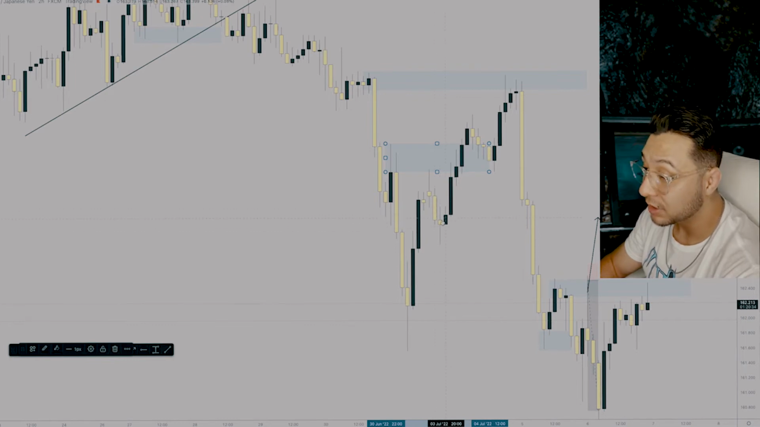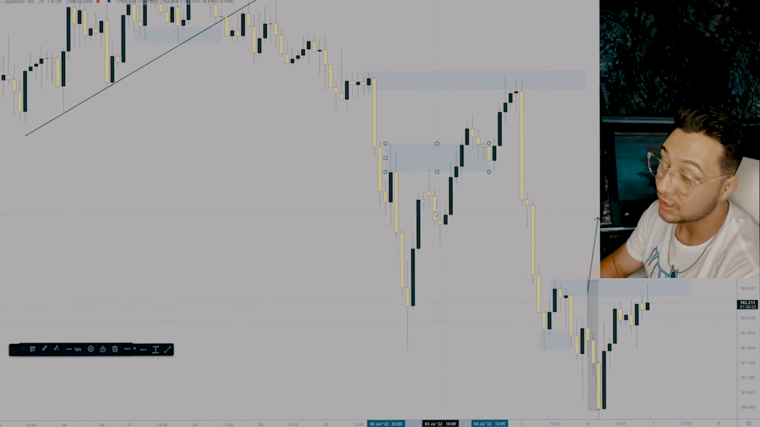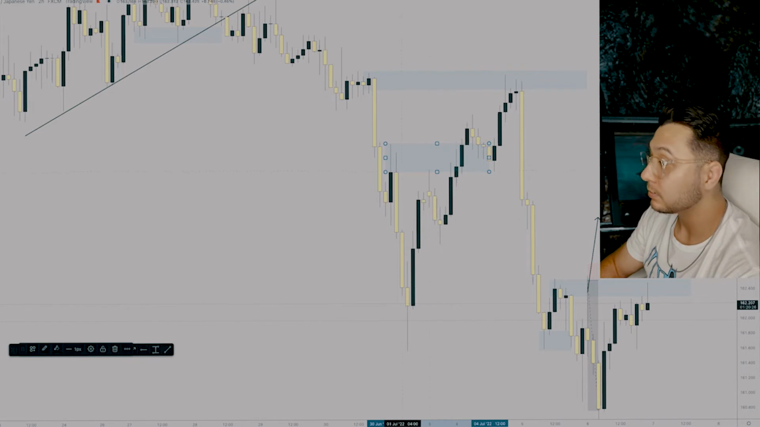Your first clue would have been this wick right here, and then the next candle that failed to close bearish, closed bullish, starting to create this higher low structure, then ultimately blasted through.